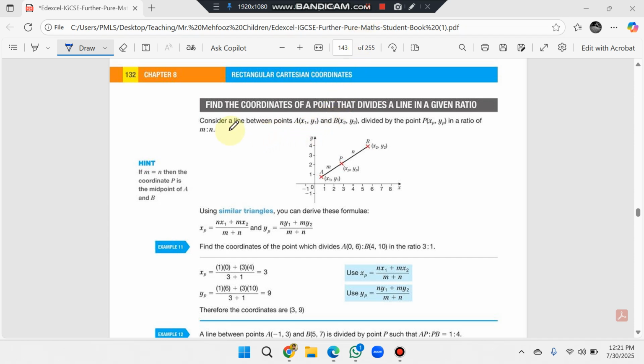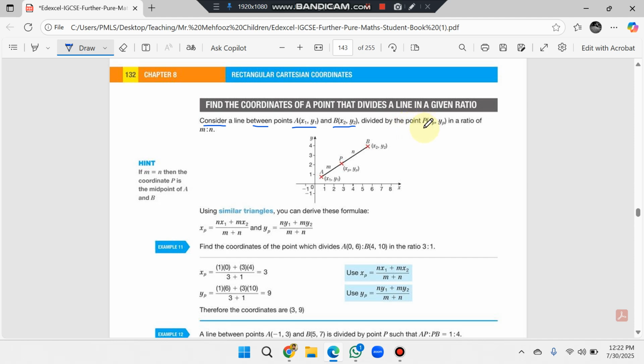Our next topic is finding the coordinates of a point that divides a line in a given ratio. Now we have a line and a point that cuts this line in some ratio. We have to find the coordinates of that point. Consider a line between the points A, which has coordinates x1 and y1, and B, which has coordinates x2 and y2.